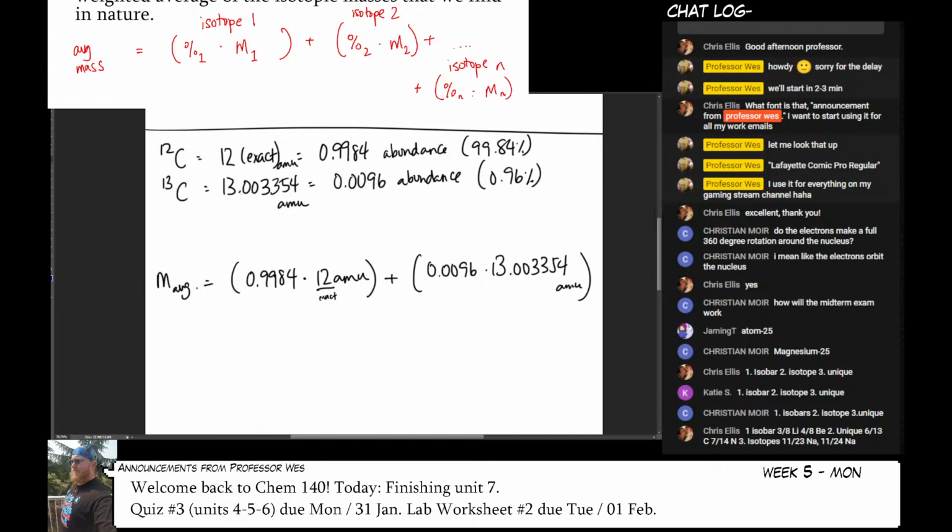Now we have to use our calculator and get the right number of sig figs each time we do each of these operations. So we do have to be considerate of that. So 0.9984 times exactly 12. I'm doing multiplication, so this should have 4 sig figs. This is infinite sig figs because it's exact. So the answer that I got was 11.9808, which I'm going to round to 4 sig figs for that operation.